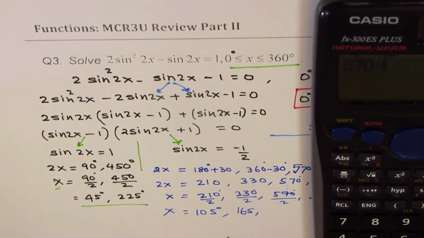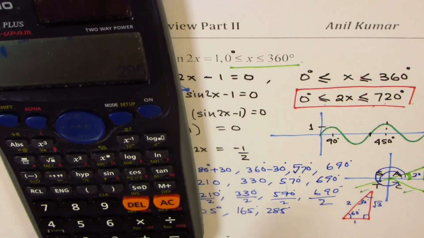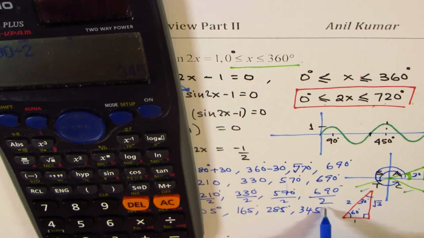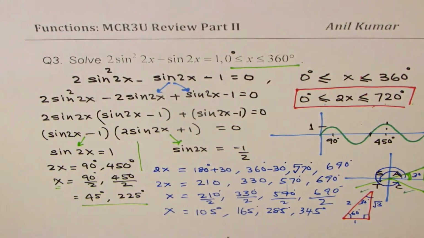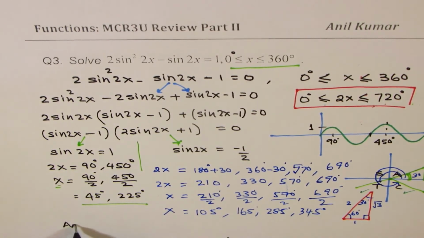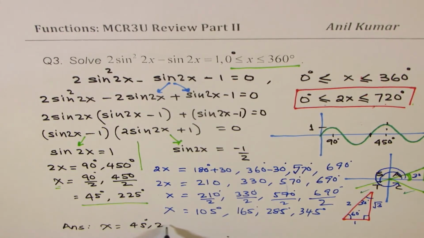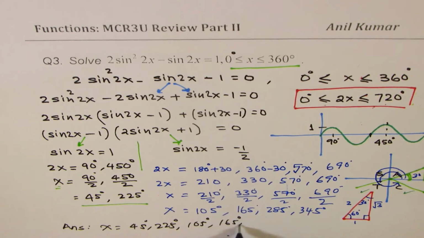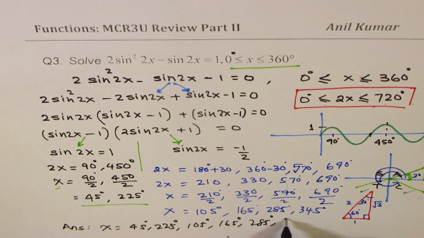570 divided by 2 is 285, all in degrees. And then we have 690 divided by 2, which is 345 degrees. Got it? So that is how you have to provide all the solutions and clearly write down your answer as x equals 45 degrees, 225 degrees, 105 degrees, 165 degrees, 285 degrees, and 345 degrees.